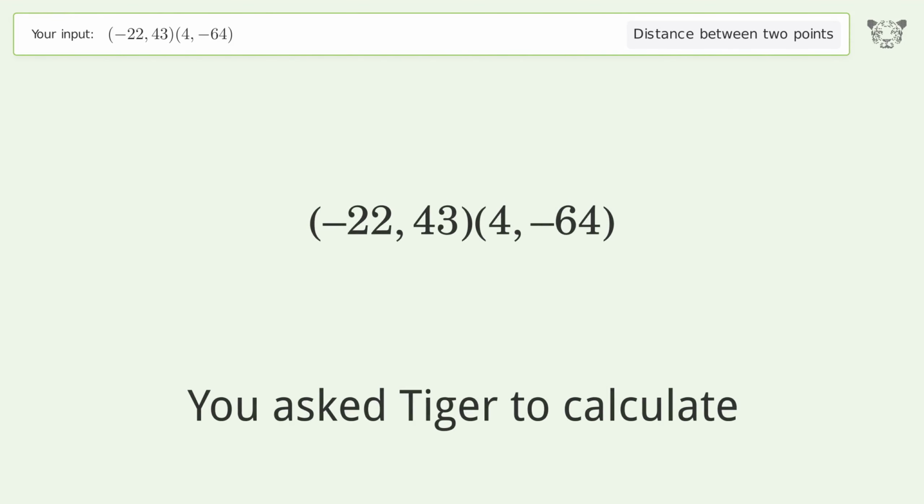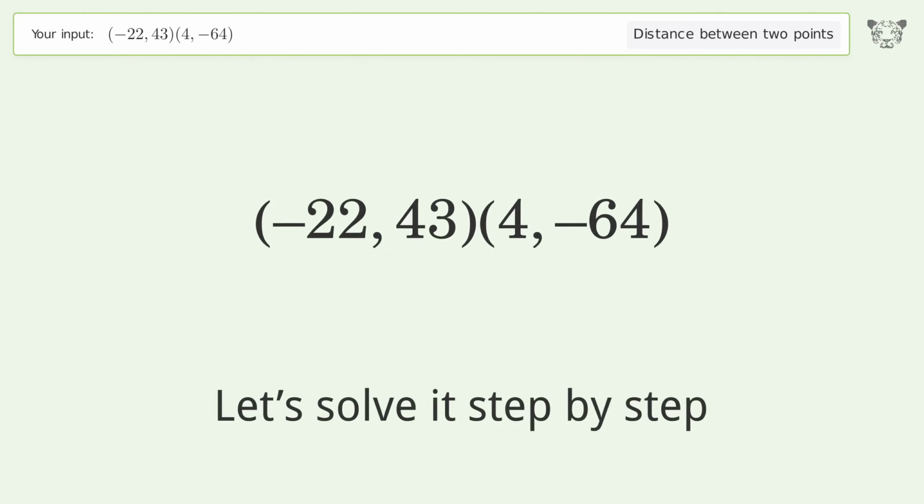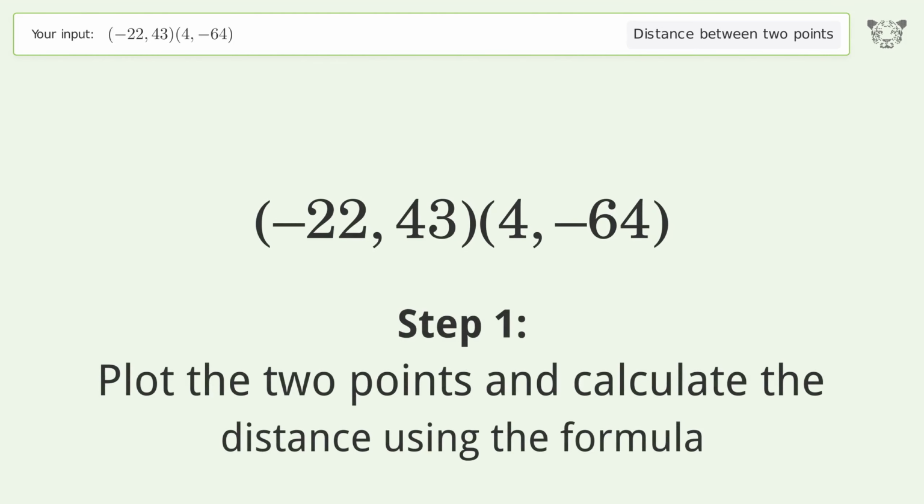You ask Tiger to calculate. This deals with the distance between 2 points. The distance between the 2 points is the square root of 12,125, or 110.114. Let's solve it step by step. Plot the 2 points and calculate the distance using the formula.